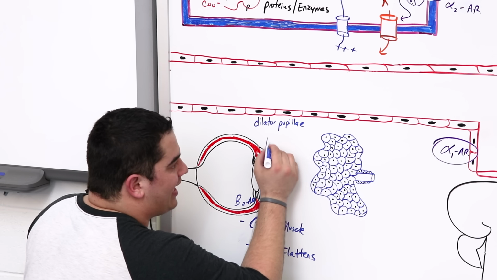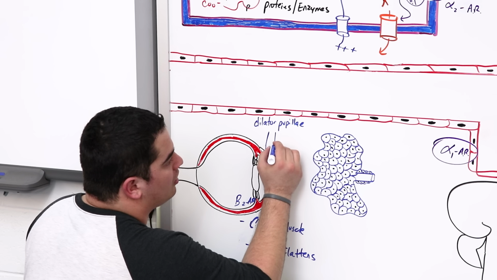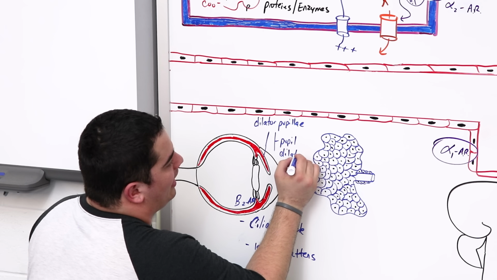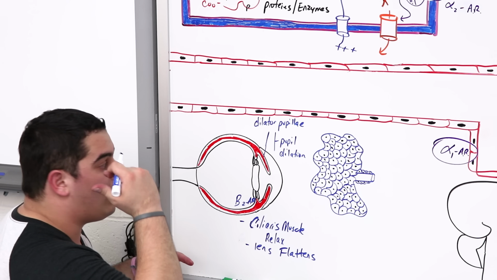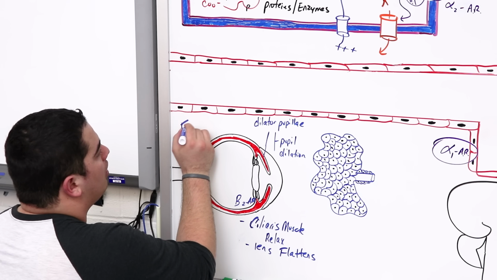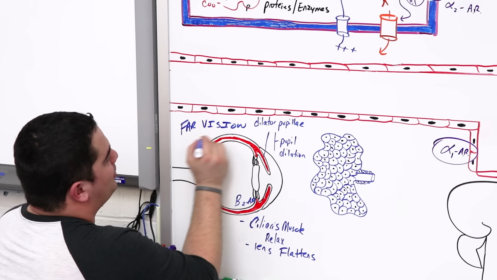So if that happens, it causes pupillary dilation. So now, as a result of that, it's going to cause pupil dilation. And again, if we dilate the pupils, it's going to increase the amount of light rays hitting the retina. And again, both of these are going to function for overall far vision. And it should make sense.